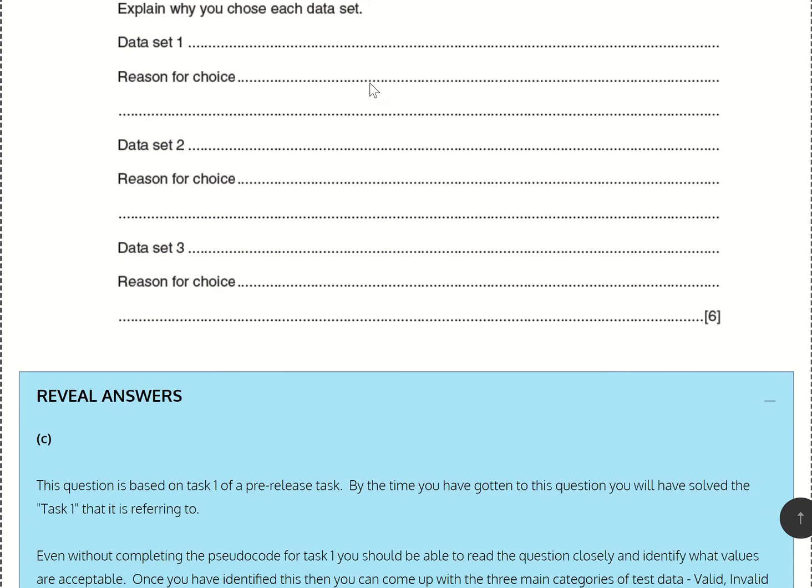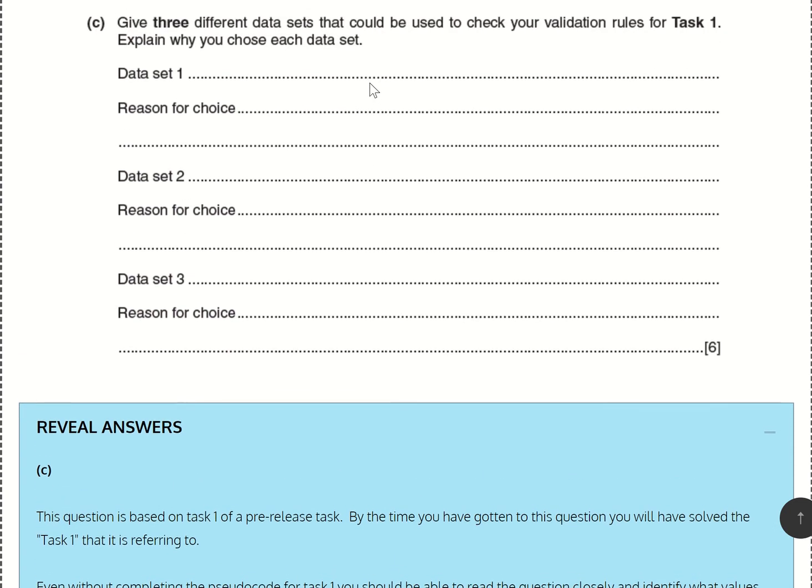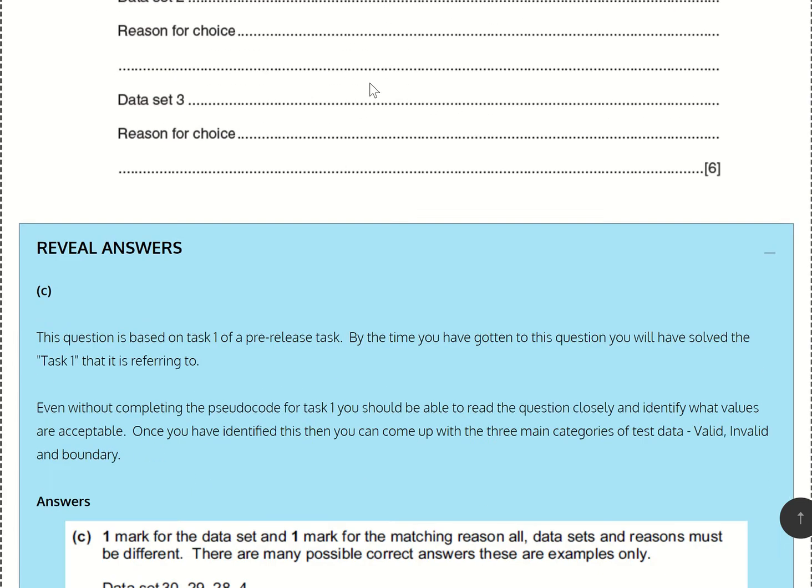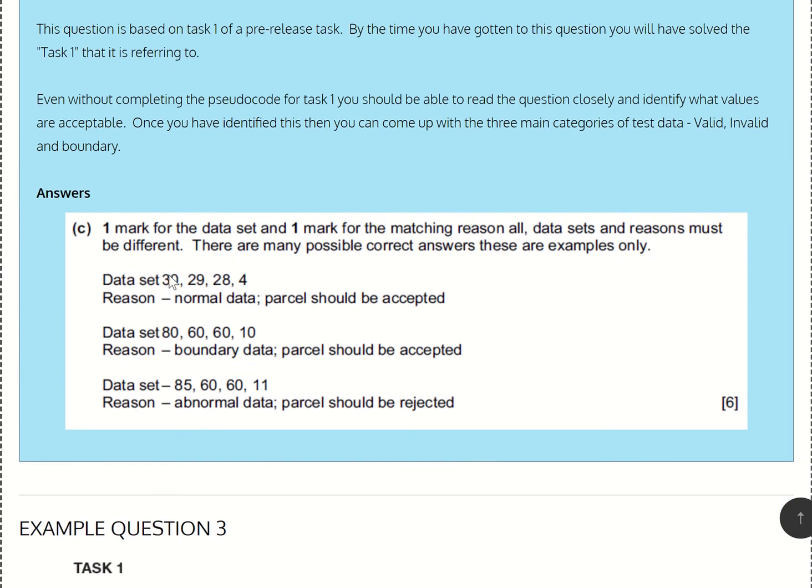So we're giving three sets of test data. So the first set could be 30, 29, 28 and 4, because no dimension is more than 80 and the weight is between 1 and 10. Here this is normal data, and the next one is boundary because this is exactly on the boundary.